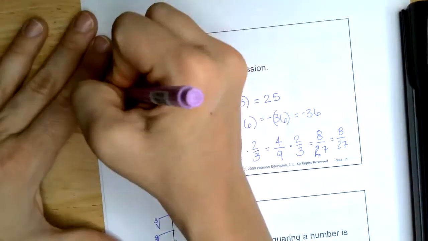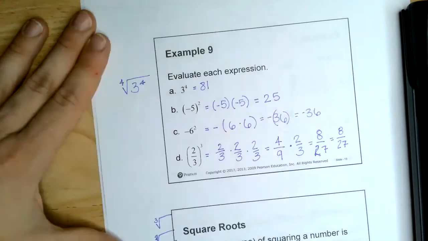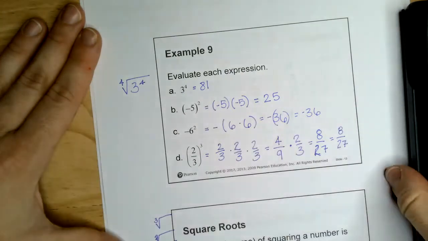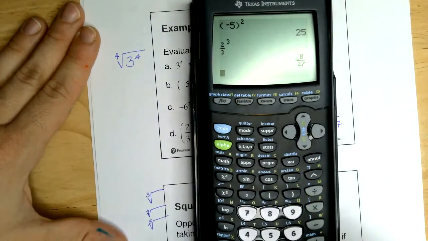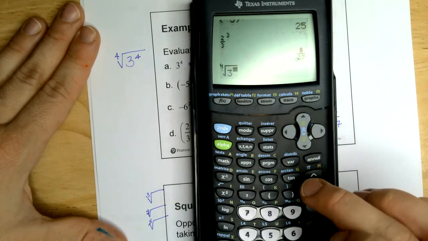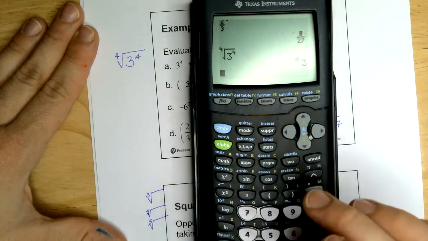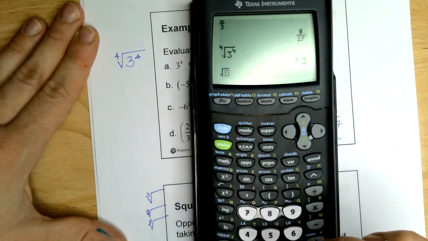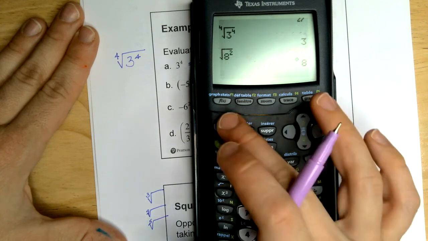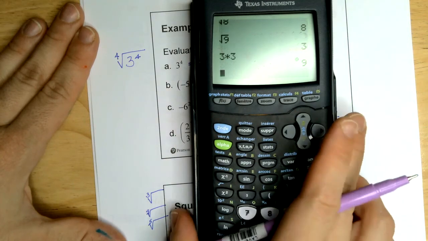Let's see, if I did this to 3 to the 4th, I would get 3. So we have... good. They undo each other. So the square root of 8 squared is 8. So if you know 3 squared is 9, the square root of 9 will be 3. Good, because 3 times 3 is 9.